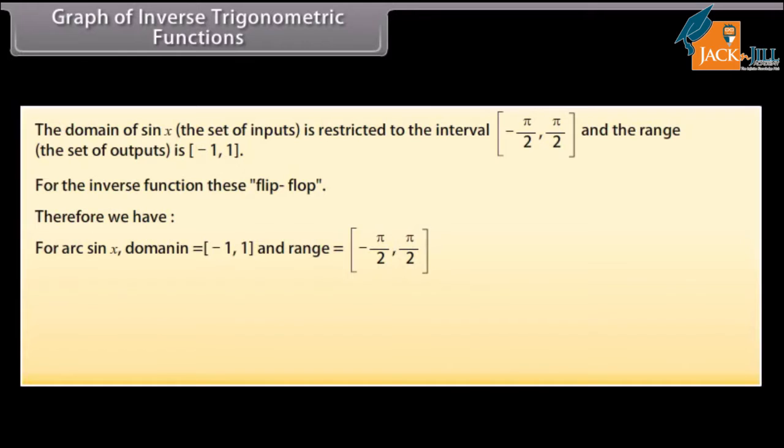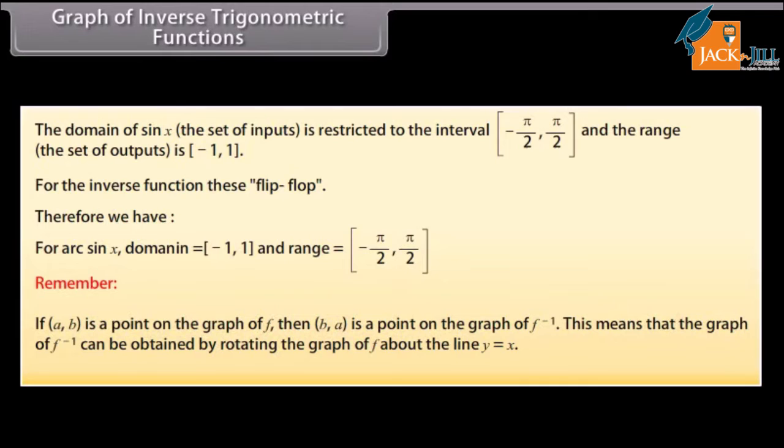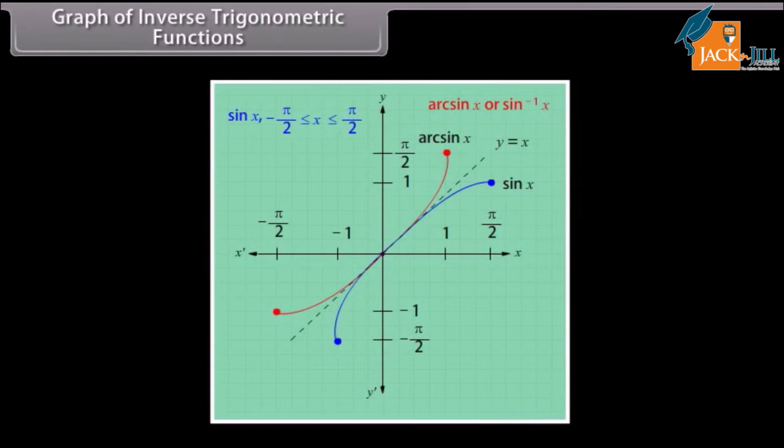Remember that if a, b is a point on the graph of f, then b, a is a point on the graph of f inverse. This means that the graph of f inverse can be obtained by rotating the graph of f about the line y is equal to x. Using this idea of rotation and by plotting some points, we see this graph of arc sin x.